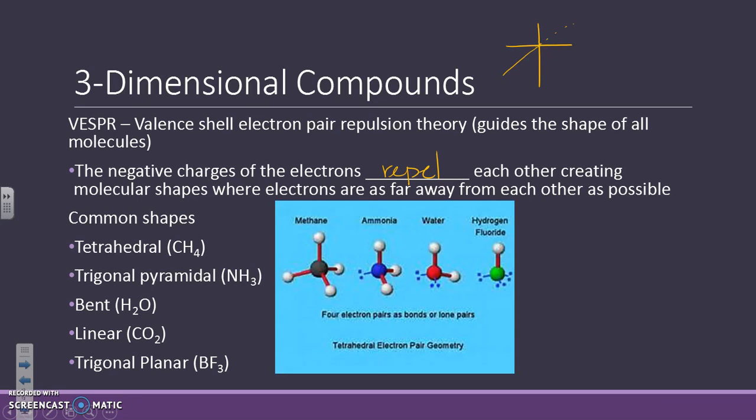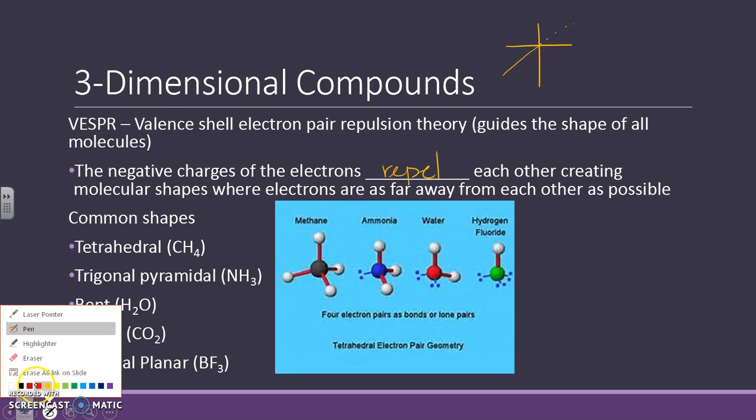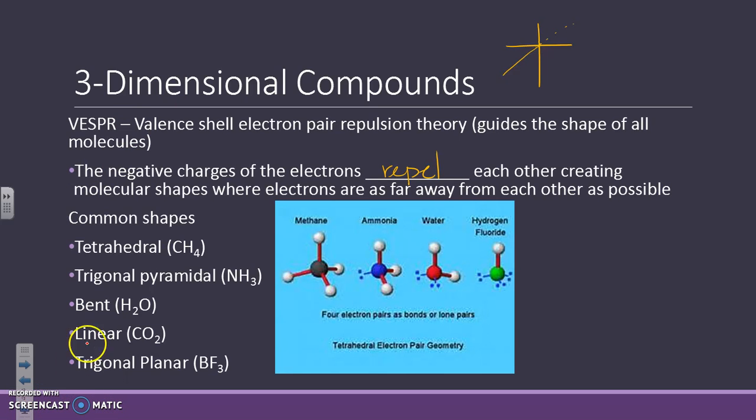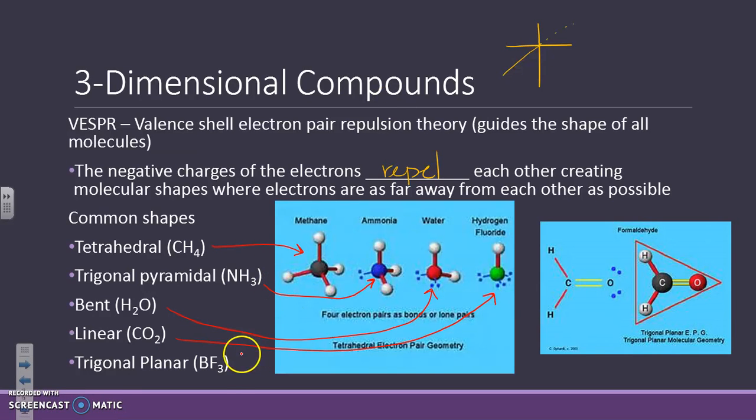So the common shapes that you could have for this. Let me change my color so you can see where I'm going. We'll do red. All right, the tetrahedral looks something like that. The trigonal pyramidal looks something like that. The bent looks like that. The linear is, well, it's linear. And then the last one we have is the trigonal planar.